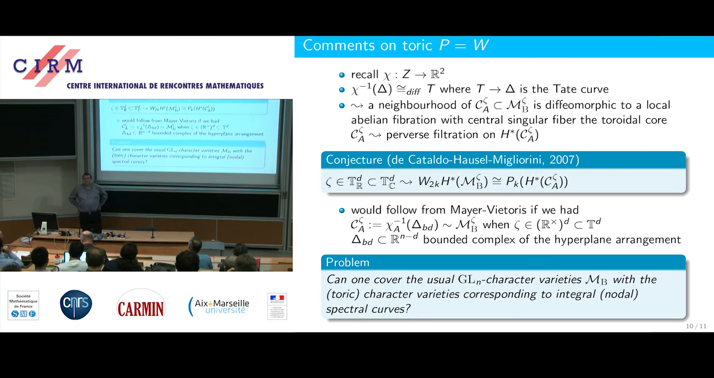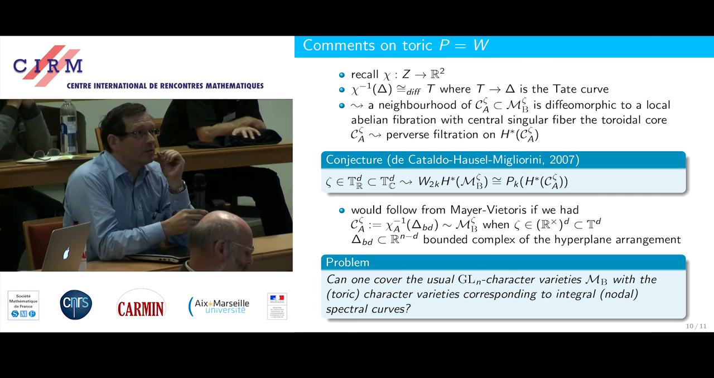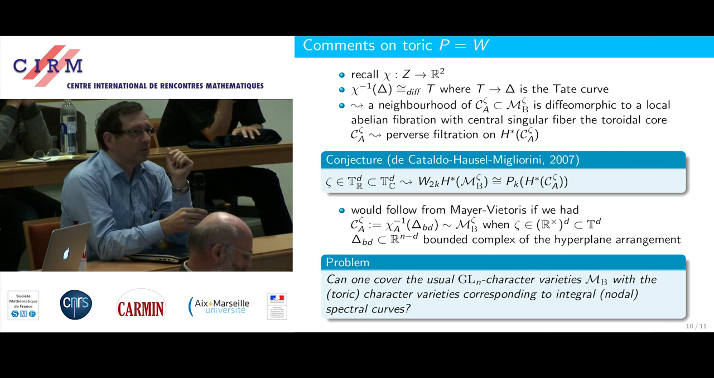Other questions? Yes. Earlier, you mentioned the compactified Jacobian, so it's defined for reducible curves. Why do you insist here on the integral nodal spectral curves?